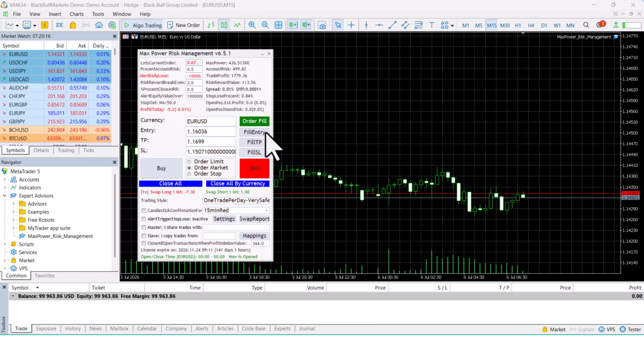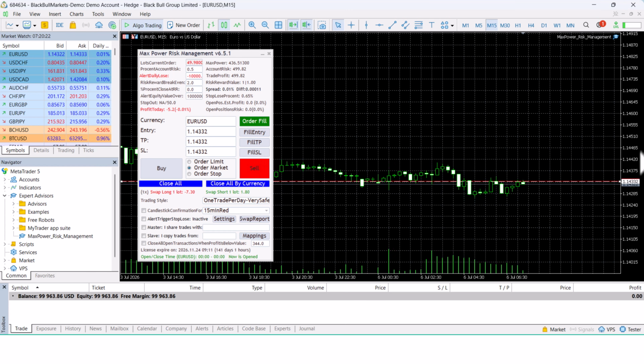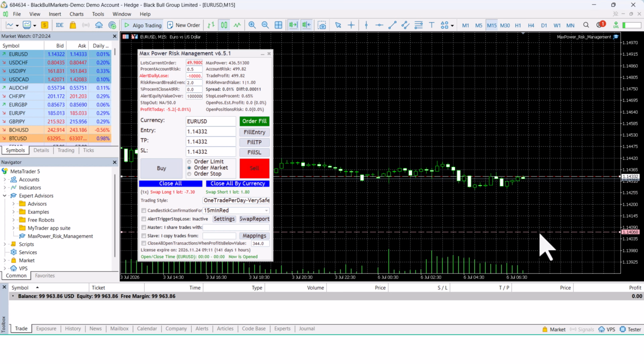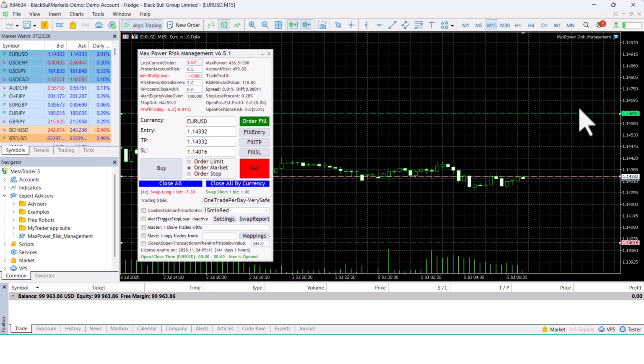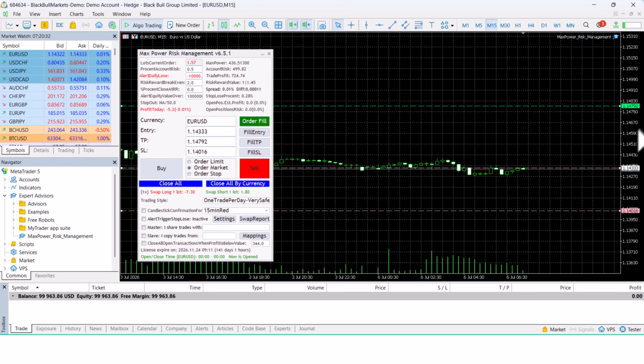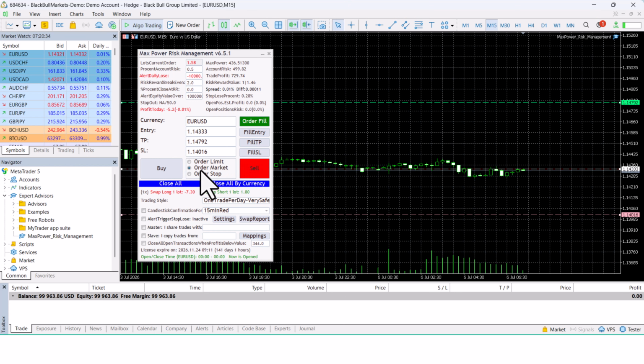So first let's set the entry price, take profit and stop loss. So this is the stop loss, this is the take profit for our transaction, and this is the entry price. Entry price will be market value because I will use a market order.